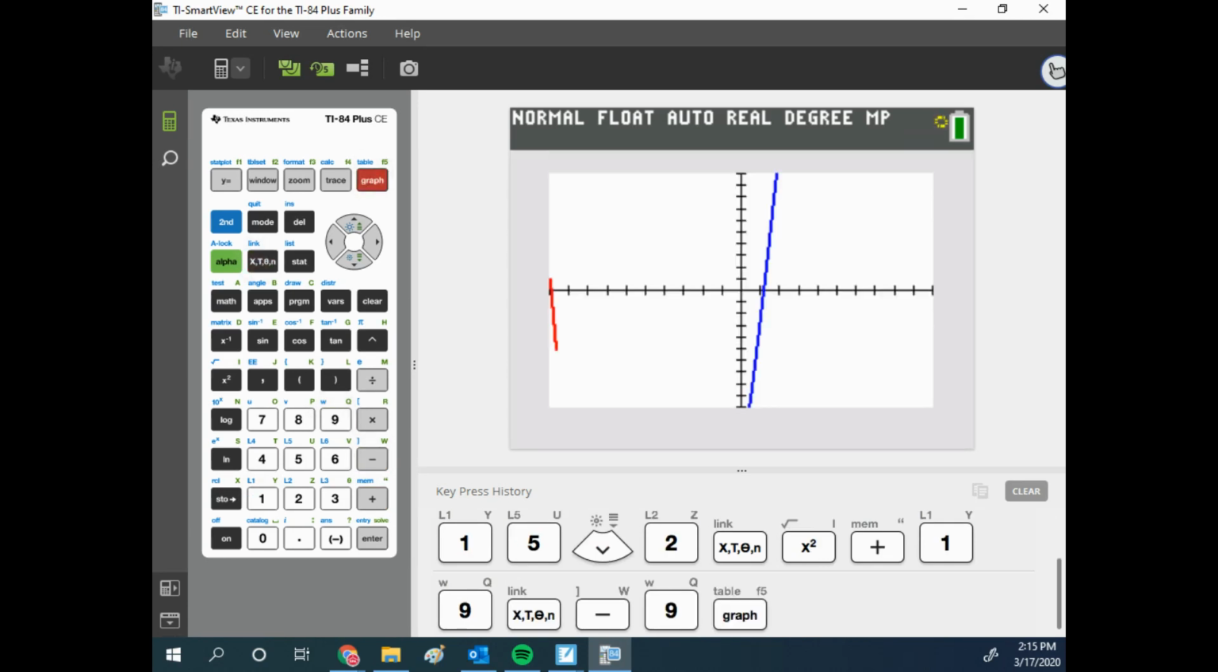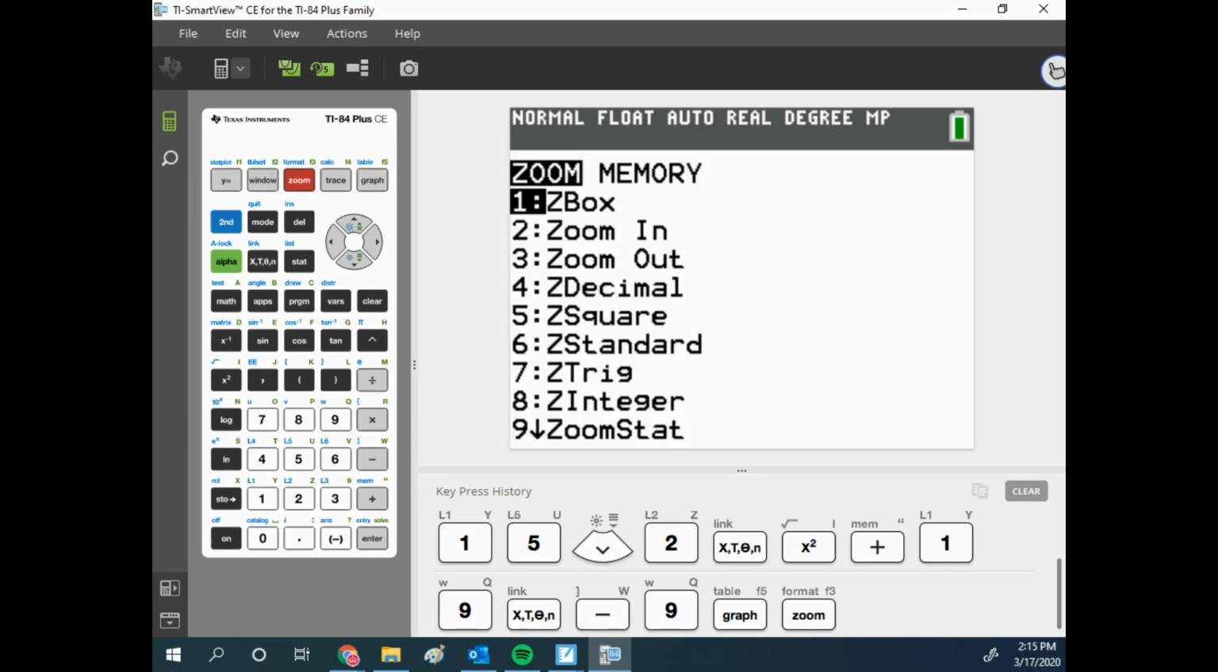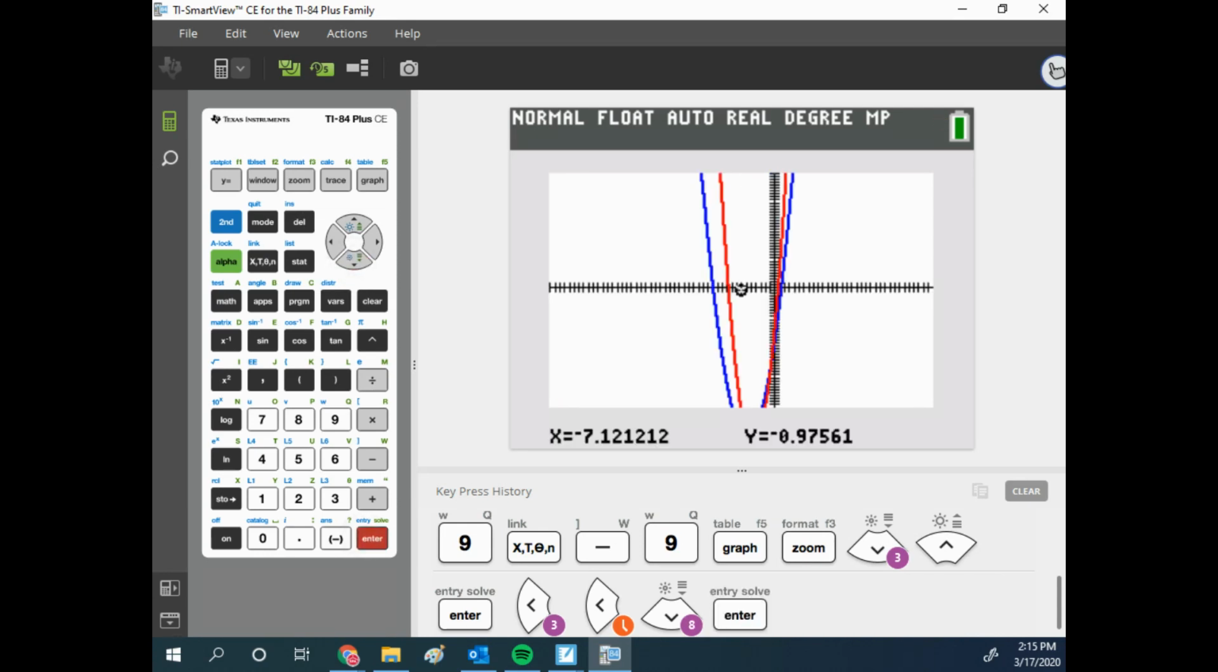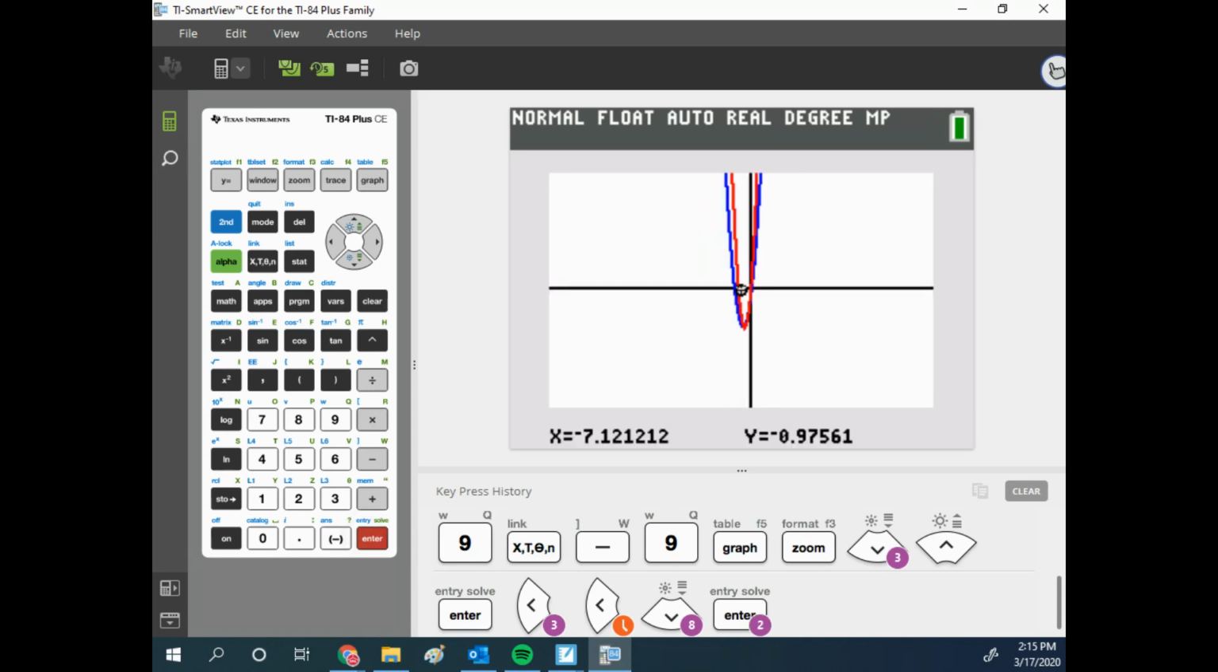Then I'll hit my graph button, and I can sort of see the functions there. I'm not totally sure, so I'm going to zoom out here. I want the center of my screen to be somewhere around here. I'll hit enter and it zooms out. I'm going to zoom out one more time so maybe I can see if they intersect down here. All right, it looks like they're going to intersect twice.